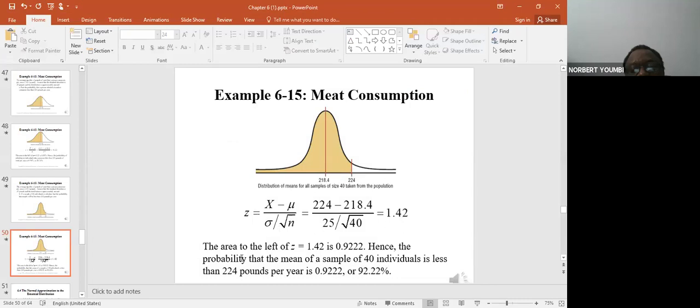So we can use the Z distribution table to find Z equal to 1.47 and the area is 0.9.